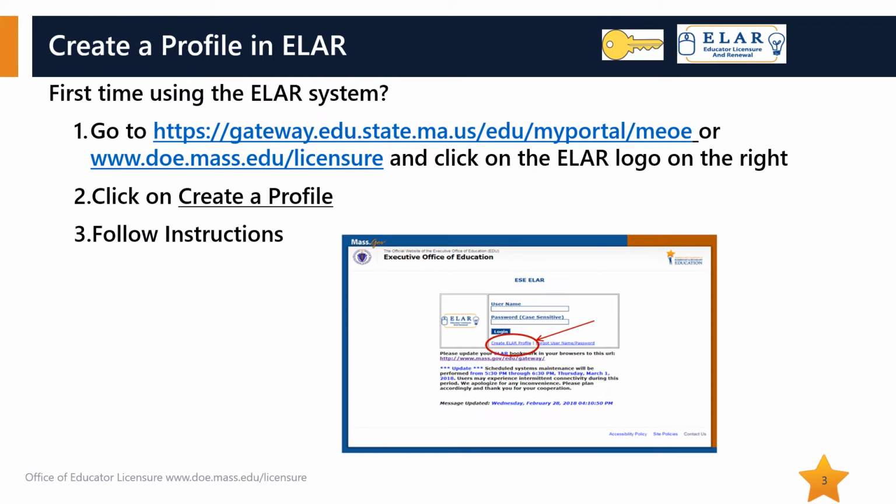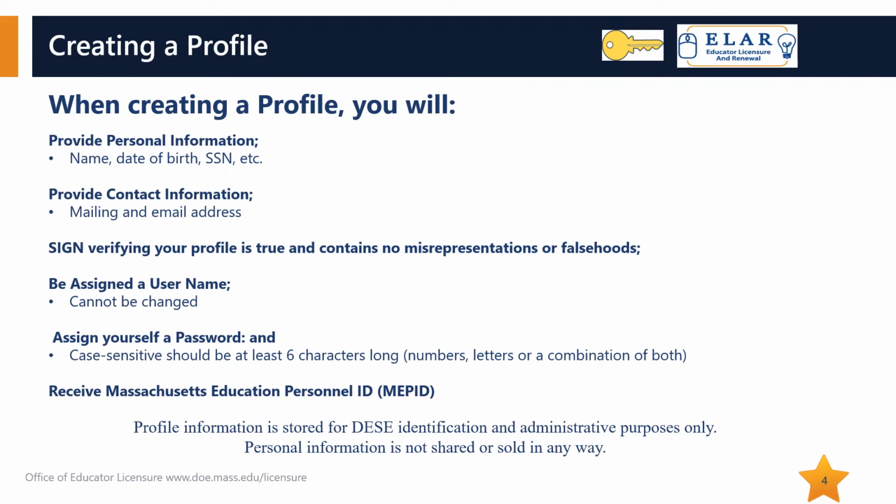If you are a first-time user of the ELAR system, you will need to create a profile. Simply enter the ELAR portal through the link contained within the overview directly beneath this video. Once you have arrived at the portal, click on Create ELAR Profile and follow the instructions. While completing your profile, you will provide personal information, contact information, and sign verifying that the profile is true and contains no misrepresentations or falsehoods.